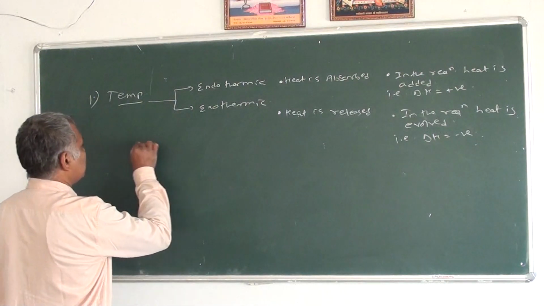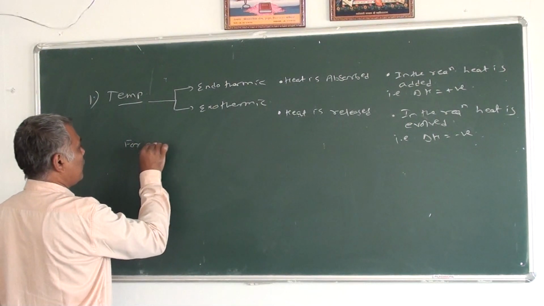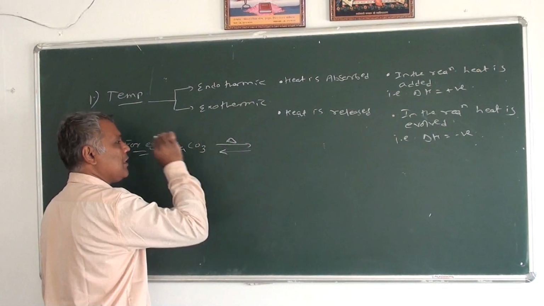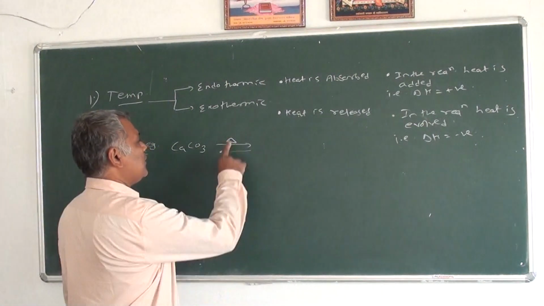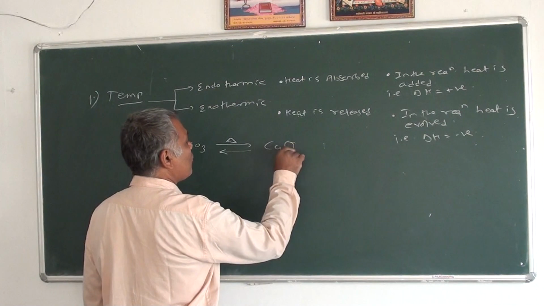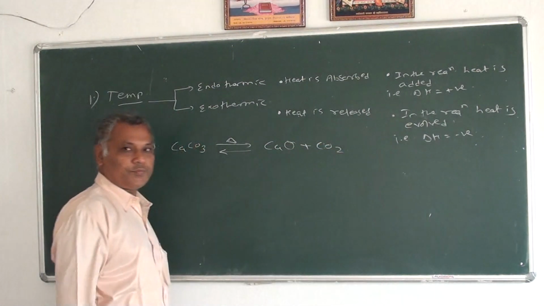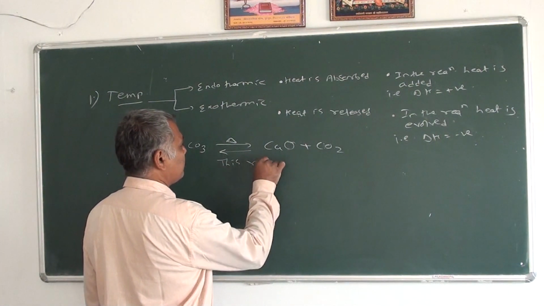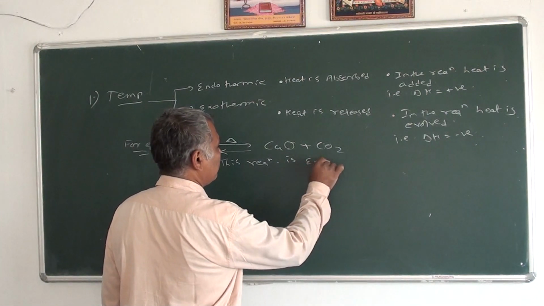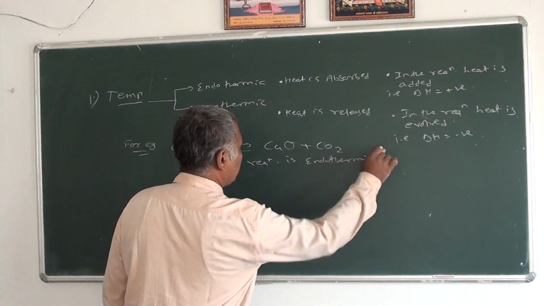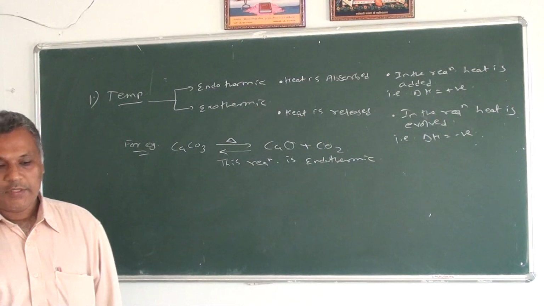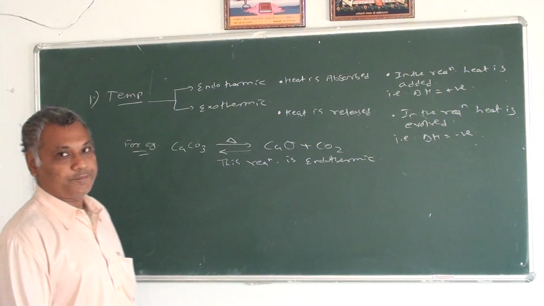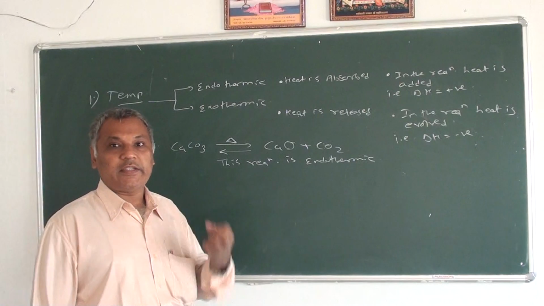Now in that case, for example, CaCO3, when it is heated, it gets converted into CaO plus CO2. That means I can say that this reaction is endothermic. The reaction is endothermic. Now, when the reaction is endothermic, what will happen? Heat is being taken away.